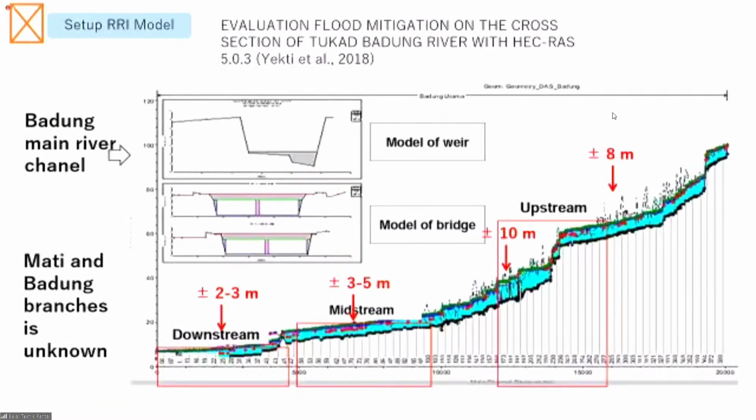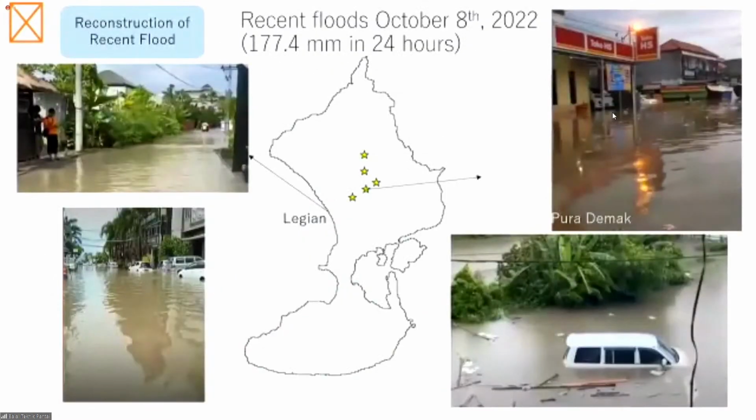And then we try to update the cross-section or detail of the river profile, topography profile, but we are still missing something. For example, this is the Badun main river channel, and it has an irregular shape. And we also found some differences of the base riverbed elevation between the model and the observation.